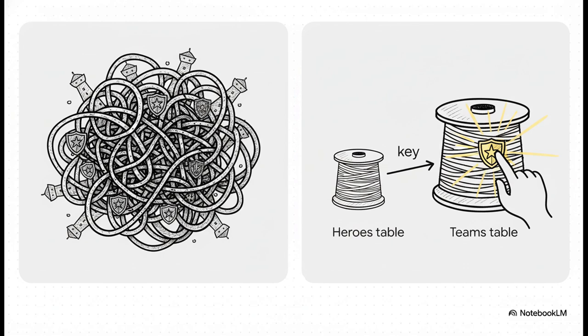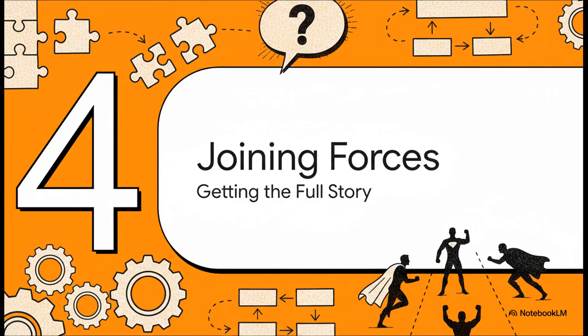If the Avengers move, we make one tiny change in the teams table, just one, and instantly every single hero linked to that ID is updated. The data stays consistent, and it's way, way more efficient. Okay, so we've got this beautifully organized data. Now, how do we actually use it to answer questions? Like, how would we pull up a list of everyone who's on the Avengers?